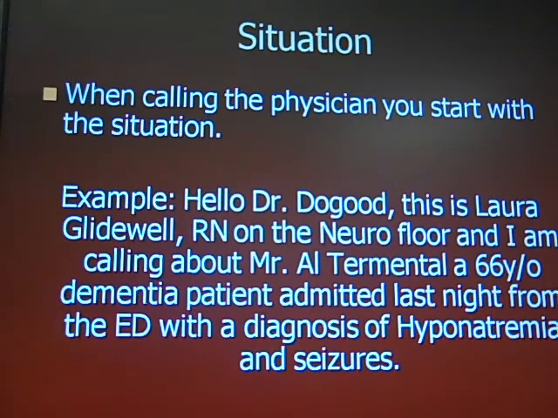Situation is exactly what it sounds like. It's what you're calling the physician about. You're going to tell him who the patient is, who you are, and what's going on in a nutshell. It is very important during this process that you always identify yourself by both first and last name and title. There may be a lot of Lauras or Ashleys or Mikes or Toms on a unit, so it's important that you tell them your last name.